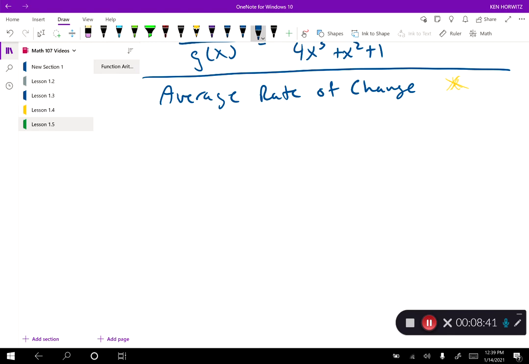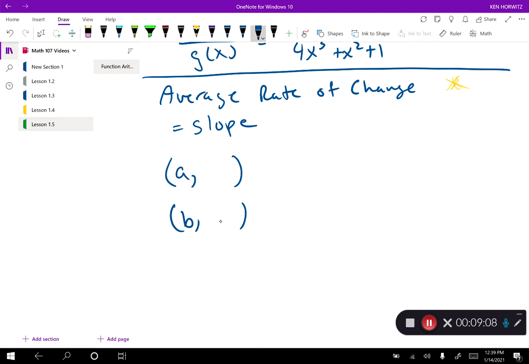Now, average rate of change means slope. If I'm asking you the average rate of change of sales, I want to know the slope of the sales line. So anytime you see average rate of change, you could say find the slope. If I had 2 points, you have to have 2 points to find a slope.